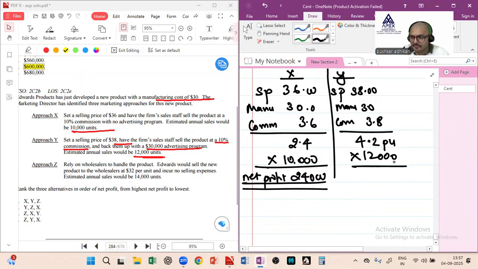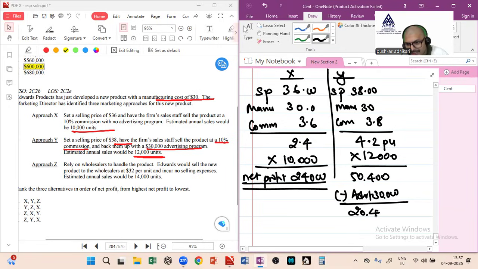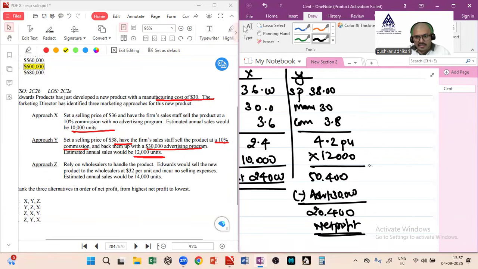What do I get? I get a total of 50,400. But from this, I have an advertisement program of how much? 30,000. So 20,400 is going to be my net profit. What is my net profit in case Y? 20,400.